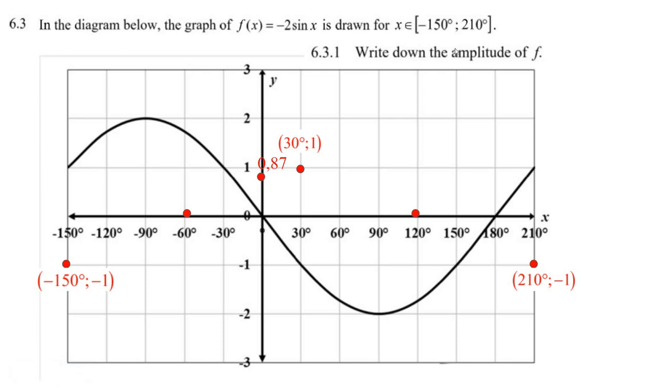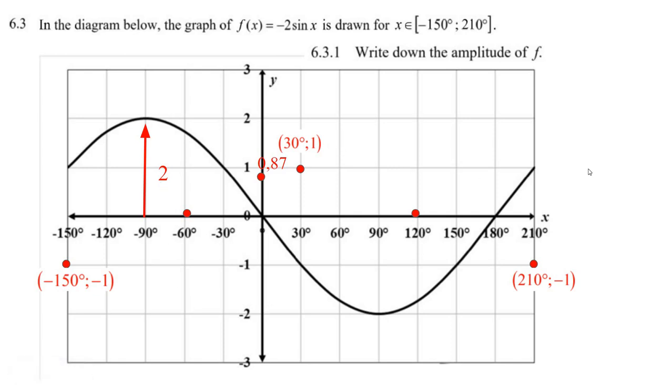The first thing they want you to do is write down the amplitude of f, and that's the height of the wave, from the middle of the wave to the top. Well, it starts here at 0, goes up to 2. The amplitude is 2. It's also the coefficient of the function. It goes down 2 and up 2. The amplitude is 2, and that's all there is to it. There's the first question.